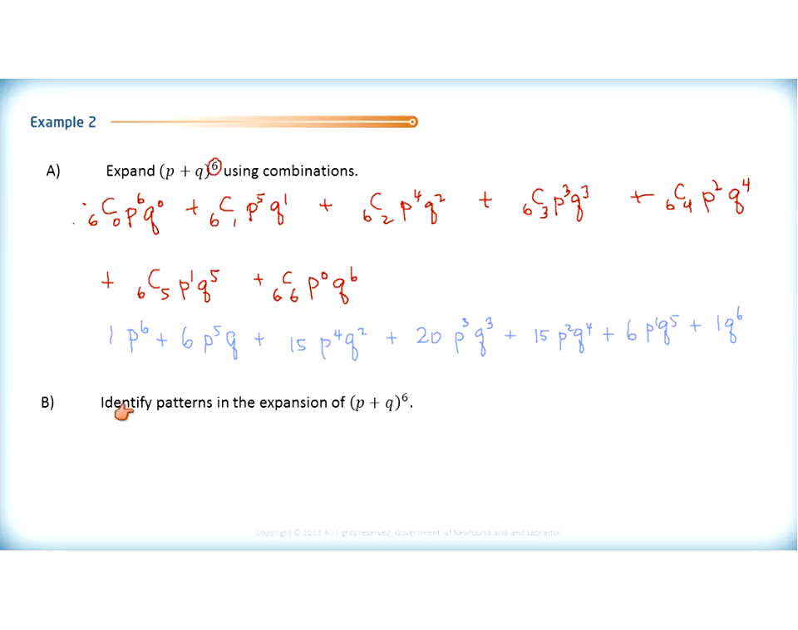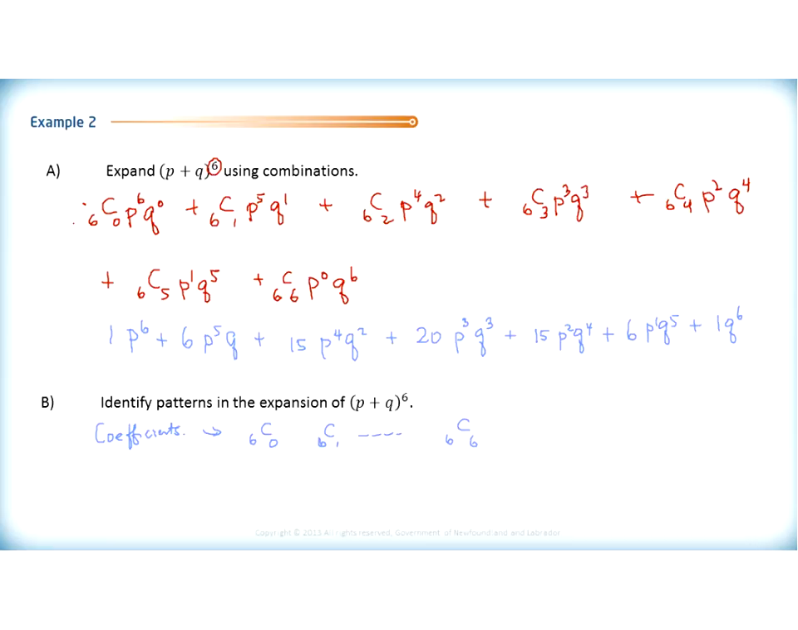Okay, identify the patterns that exist in the expansion. Now, let's look at the patterns that exist. Clearly, the coefficients have patterns. Clearly, the coefficients involve the patterns C(6,0), C(6,1), and so on, right on up to C(6,6). But there are other patterns that exist in this expansion.